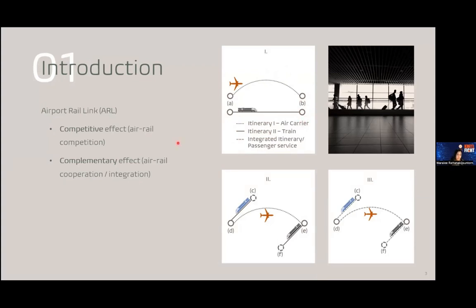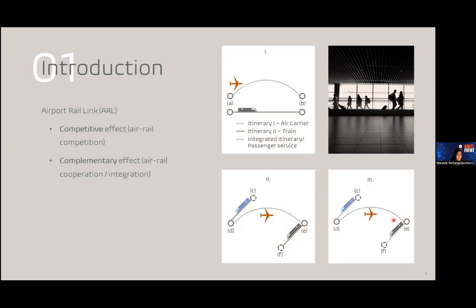Another effect would be the complementary effect, or we can call it aerial cooperation or aerial integration. The complementary effect here for cooperation can apply as in figure 2, which is the case where the ARL or the rail will serve as the feeder to the airport. So passengers can take trains from the city center to the origin airport, and then they take a flight by airline, and then they travel from origin D to the destination E, and they can connect to the final destination, which is another city center or the node F, by using another train.